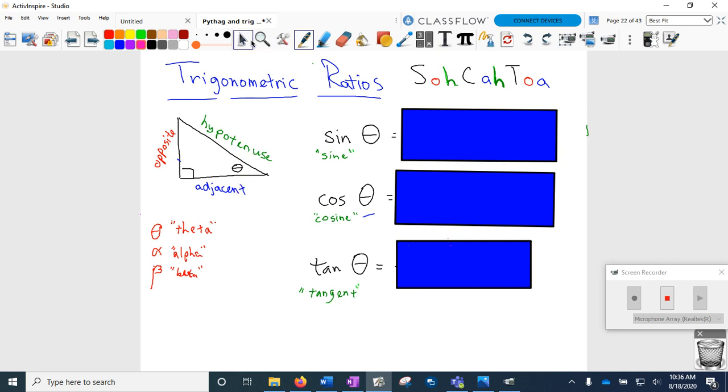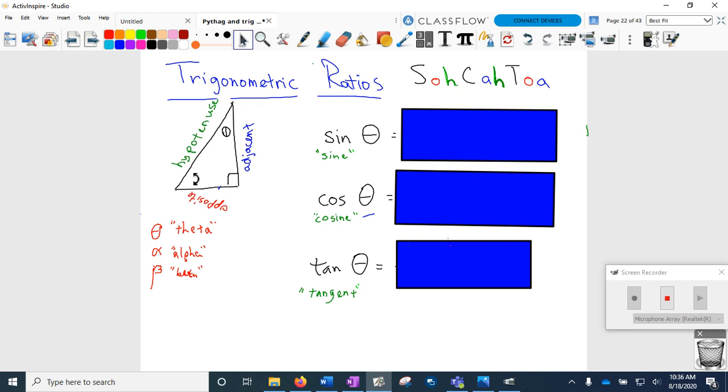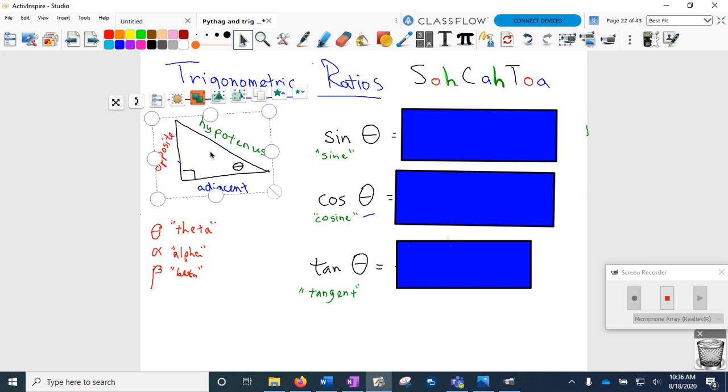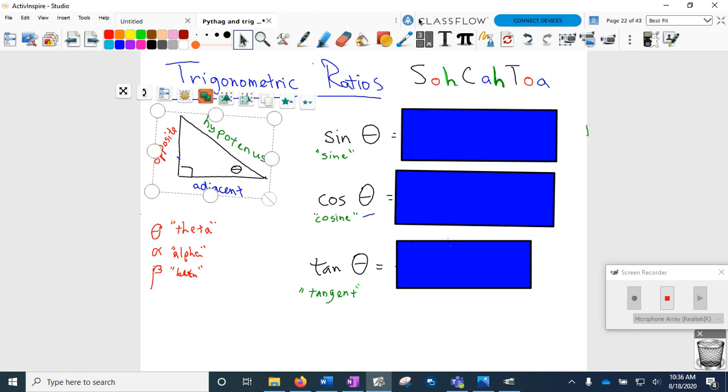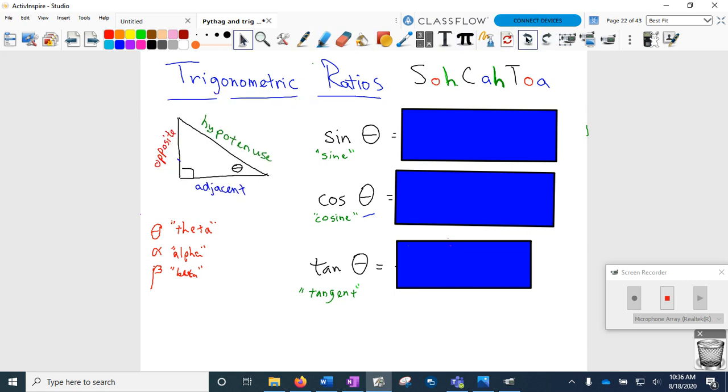All right? I could take this triangle. Let's take this right here. Let's group it all together. If I take this triangle and I rotate it around, notice everything else is relying on where theta is. Okay, the hypotenuse always depends on where the right angle is. It's always across from the right angle, but the opposite and adjacent are always in relation to where theta is. Okay, if I were to put theta up at the top, okay, if I were to put theta up here, then this other side would become opposite and this side would become adjacent.